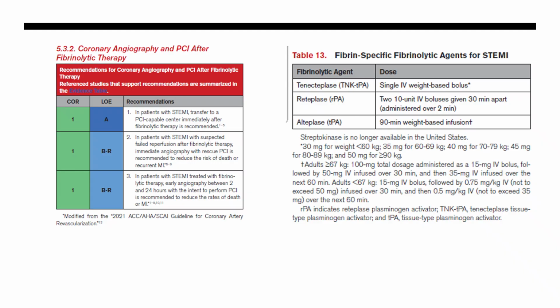Then coronary angiography and PCI after fibrinolytic therapy. One, in patients with ST elevation MI, transfer to a PCI capable center immediately after fibrinolytic therapy is recommended. In patients with ST elevation MI with suspected failed reperfusion after fibrinolytic therapy, immediate angiography with rescue PCI is recommended to reduce the risk of death or recurrent MI. Then in patients with ST elevation MI treated with fibrinolytic therapy, early angiography between 2 and 24 hours with the intent to perform PCI is recommended to reduce the risk of death or MI.